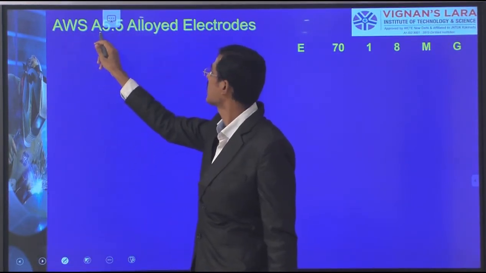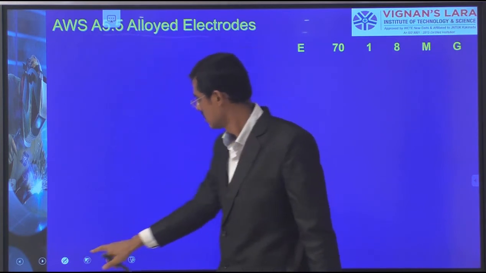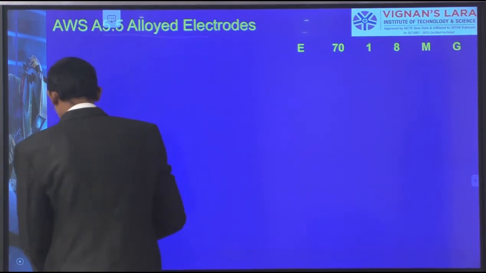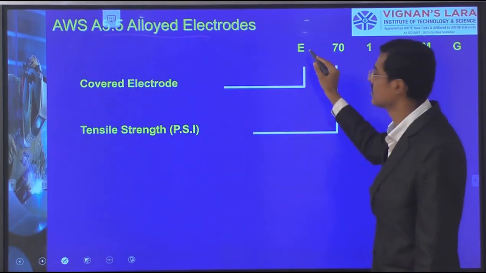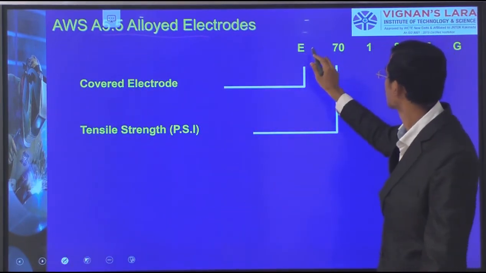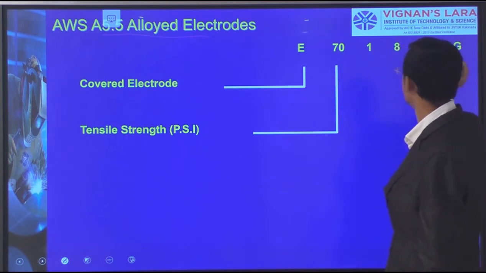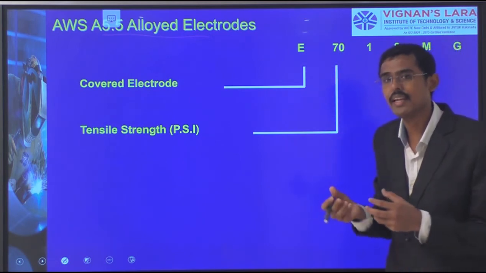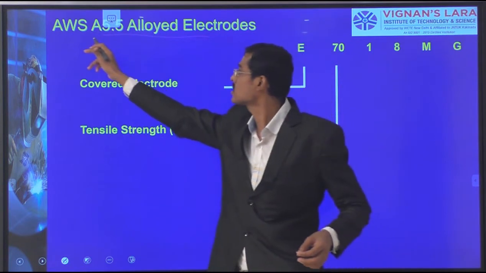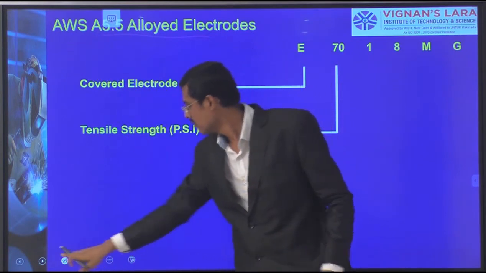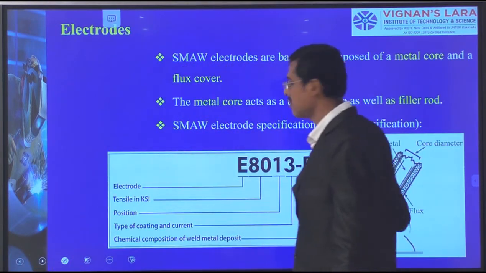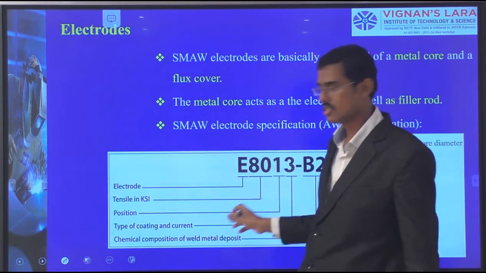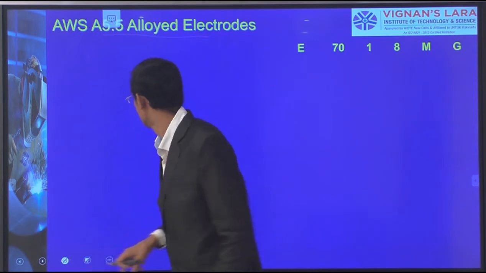In continuation of that, a few examples I want to give you for electrodes, such that in the American Welding Society A5.5 alloying systems, we are able to see various cases. We have taken the naming of the electrode in such a format, E7018MG. The supplier gives the name with respect to the AWS standard. We have already seen this also. Such examples, this image we have seen, they have given like this. So a few examples I want to give you here.